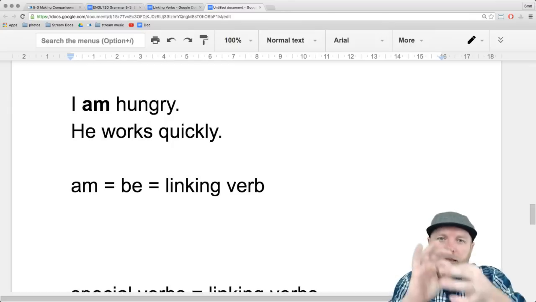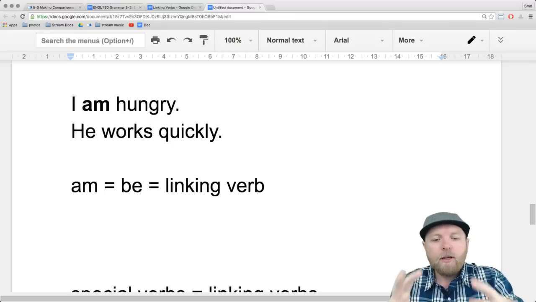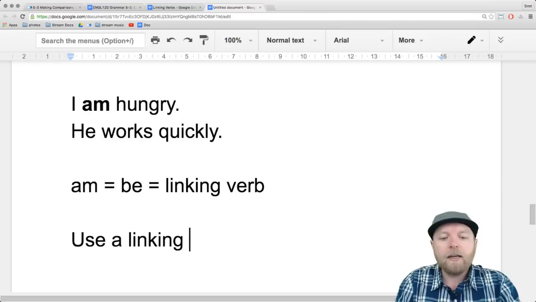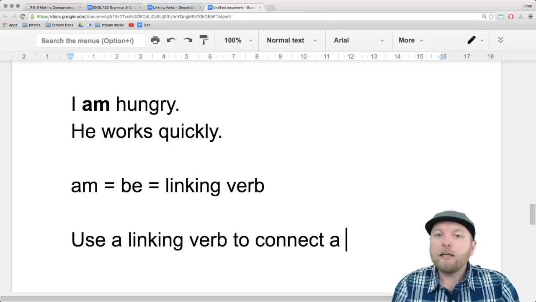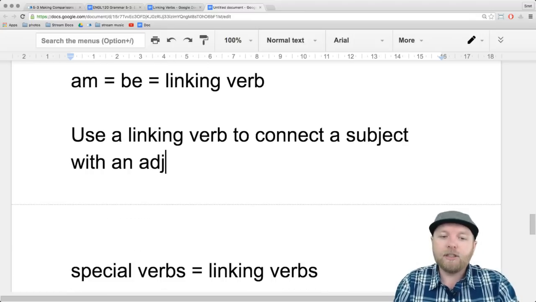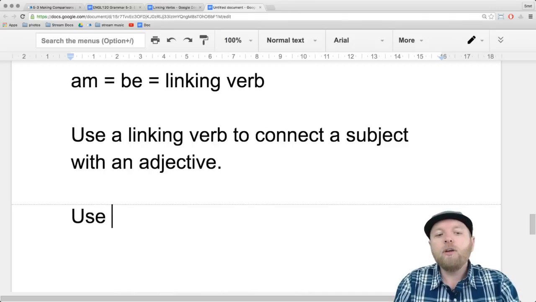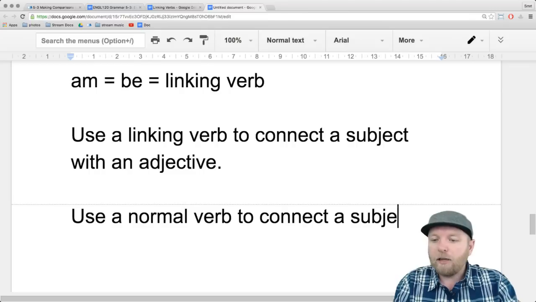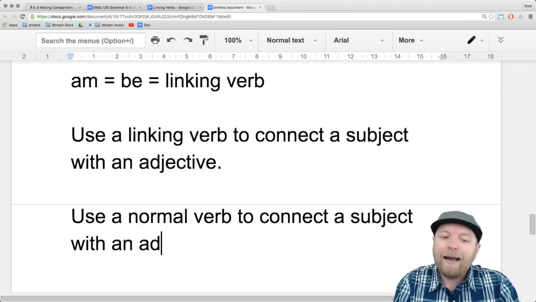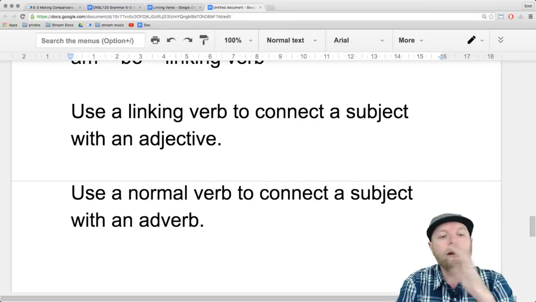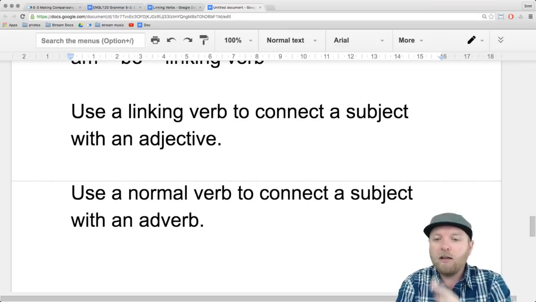Like an internet link, right? We use a linking verb. Use a linking verb to connect a subject with an adjective, okay? Use a normal verb to connect a subject with an adverb. What? Okay, let's wait, let's look at this and let's think about this.